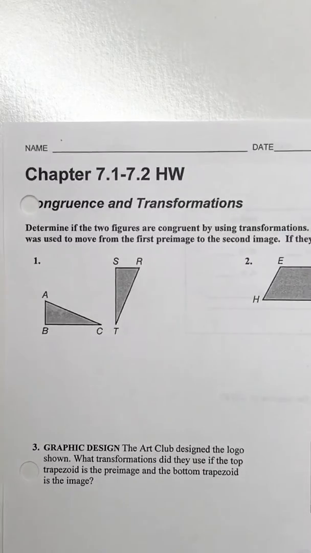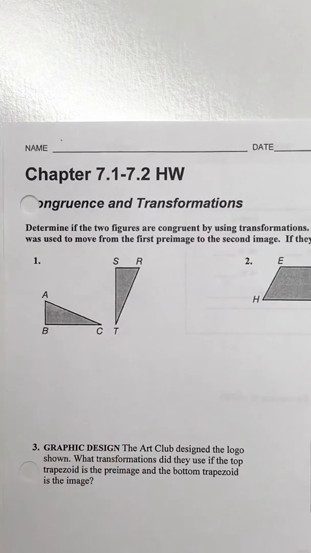So in questions 1 to 3, it says determine if the two figures are congruent by using transformations. Explain your reasoning by describing what was used to move from the first pre-image to the second image. If they are not the same, state not congruent.